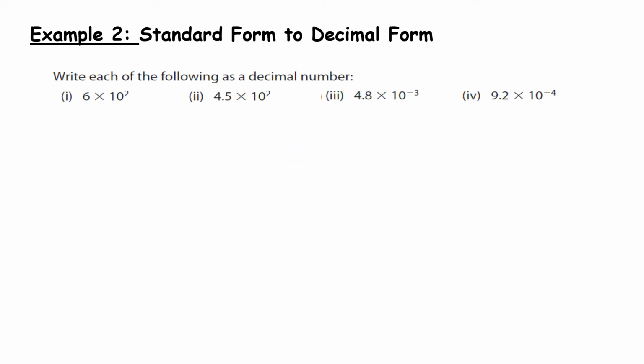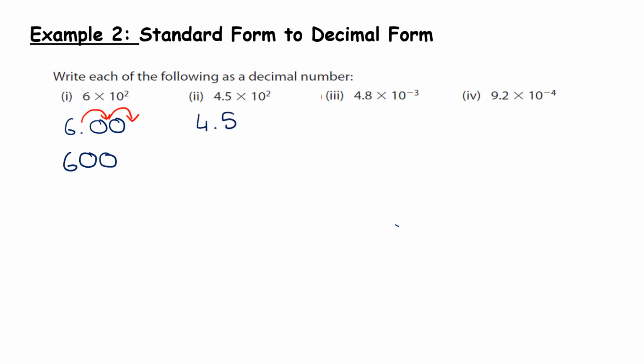Example 2: write each of the following as decimal numbers. So we're going to get rid of that by 10 to a power of. This is 6 multiplied by 10 to the power of 2. Now, the power of 2 says we're going to jump the decimal place 2 spaces to the right. That's our shortcut for multiplying by tens, hundreds, thousands, so any 10 to a power of. So my final answer is 600.